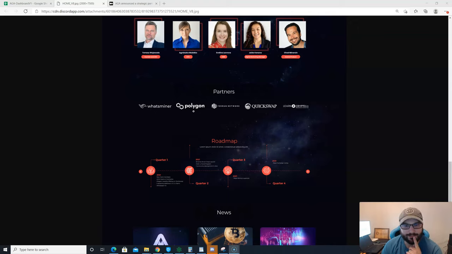This is exciting. Polygon. Polygon is formerly Matic, and guess what? It is a layer 2 solution for Ethereum. Guess what Polygon also has on their network? QuickSwap. QuickSwap is like PancakeSwap or Uniswap, except it runs on Polygon's core protocol. Well, they're listed as a partner, and to my knowledge, there has been no official announcement of any kind of integration of AGA and AGAR onto QuickSwap or Polygon. You're getting in before the news here, guys.